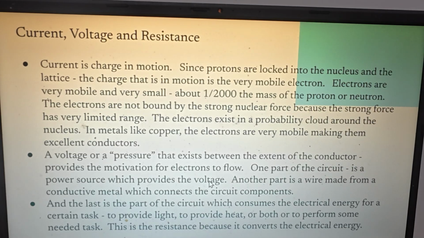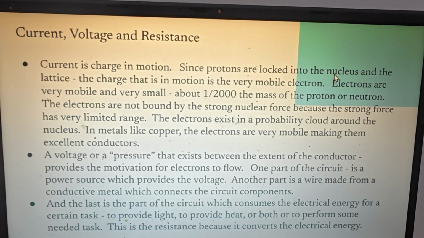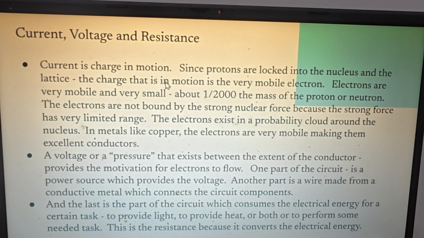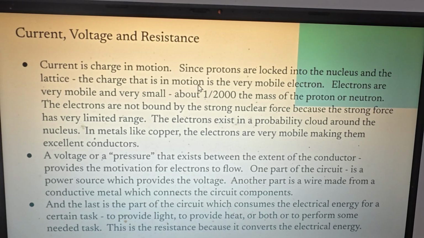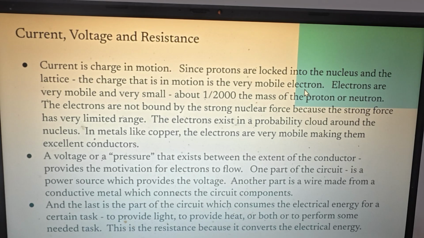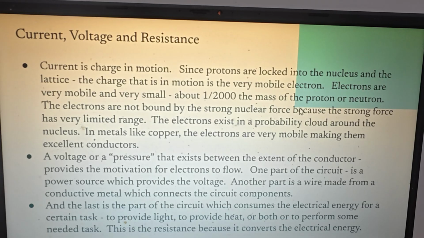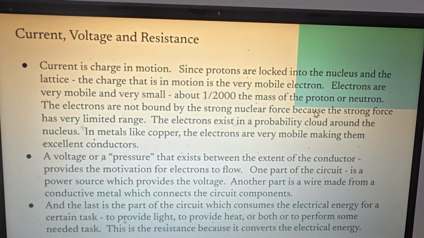So let's go over current, voltage, and resistance. Current is charge in motion. Since protons are locked into the nucleus and the lattice of the crystal or the material that it's in, they're not very mobile. The charge in motion is actually the very mobile electron. Electrons are very small, about 1/2000th the mass of the proton or neutron, and the electrons are not bound by the strong nuclear force. Only the protons and neutrons are bound by that very strong force which binds the nucleons.